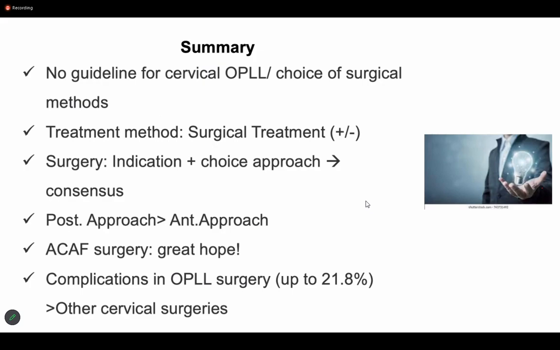Especially, there are more complications when we do OPLL surgeries than other cervical surgeries. It seems the posterior approach is used by doctors more often than the anterior approach, and ACAF technique surgeries seem to hold great hopes for the future.